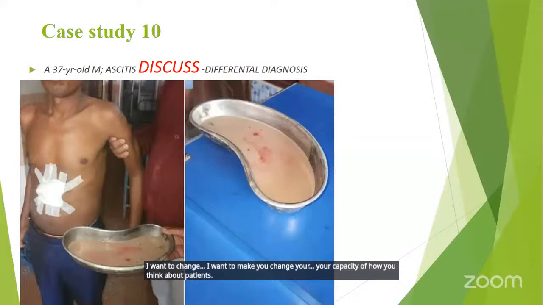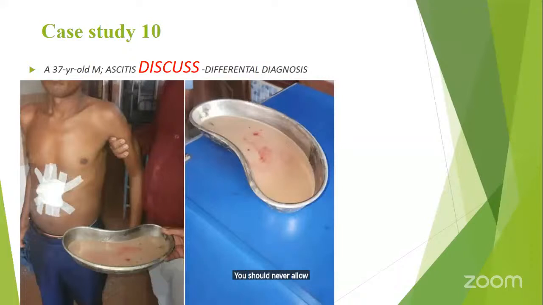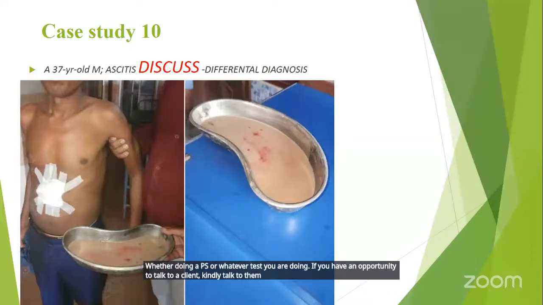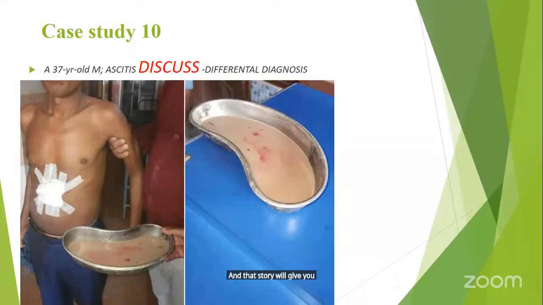A lab personnel should always learn to interact with the client, whether doing a PS or whatever test you are doing. If you have an opportunity to talk to a client, kindly talk to them, because they'll give you a story, and that story will give you a diagnosis. You will not struggle even looking for what is killing this somebody.